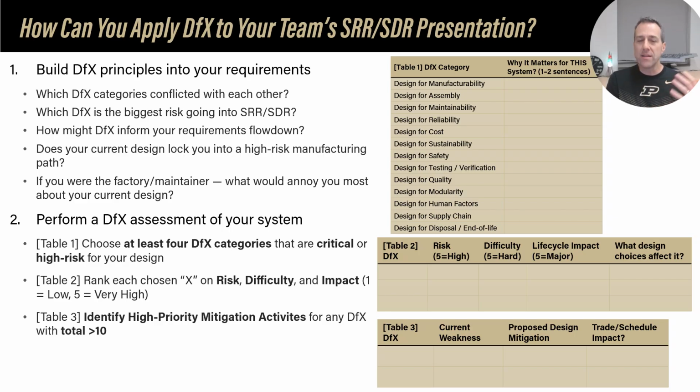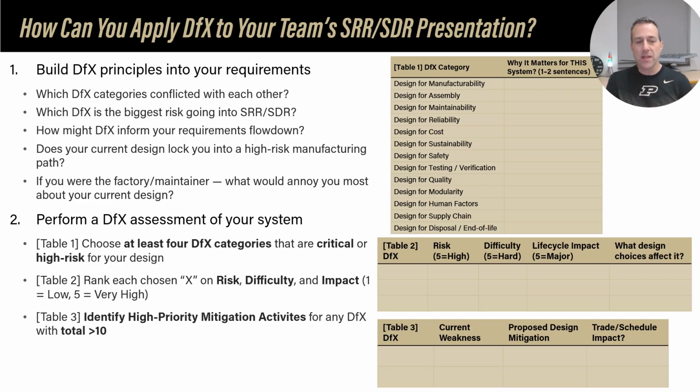So the first thing would be, okay, let's look at some of these categories. Let's choose at least 4 that we think are critical or high risk for your design. And this is just first shot, right? As you think about it. Example would be if you have to build a lot of it, the design for manufacturability and assembly becomes really crucial, right? If you're not building that many of them, then that becomes perhaps a lower priority, less crucial. Anyway, so that would be choose at least 4 categories.